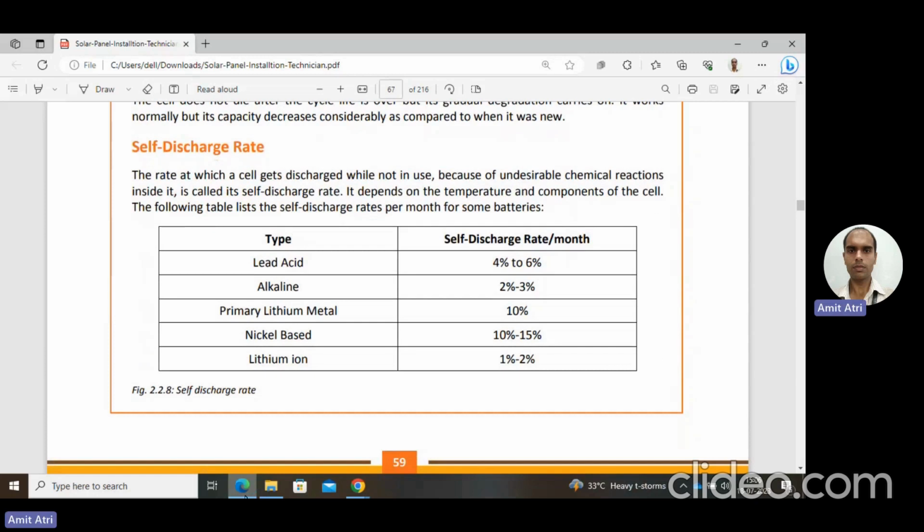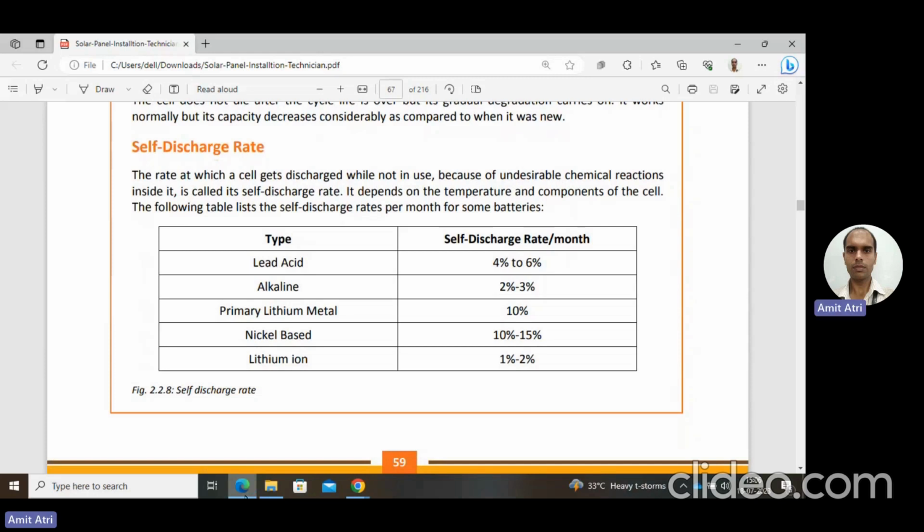Now another component is self-discharging rate. The name indicates self-discharging. So not discharging through the load; self-discharging means the load is not connected. Still, the battery is discharging. So that is known as self-discharging rate. It is the rate at which a cell discharges while not in use, because it depends on the temperature and components of the cell.